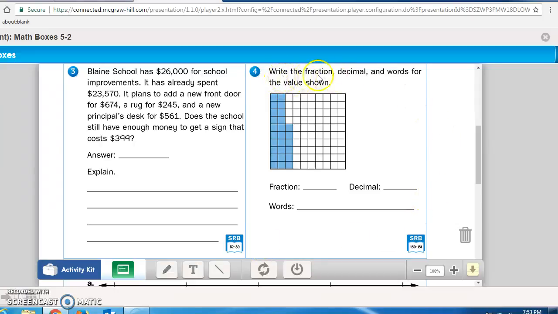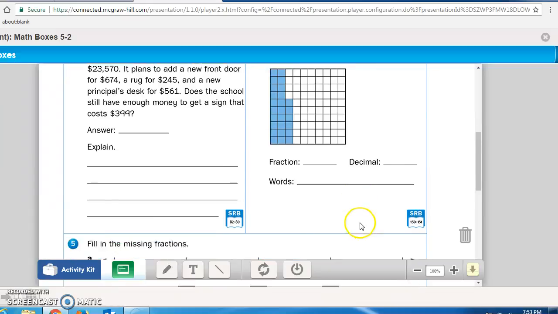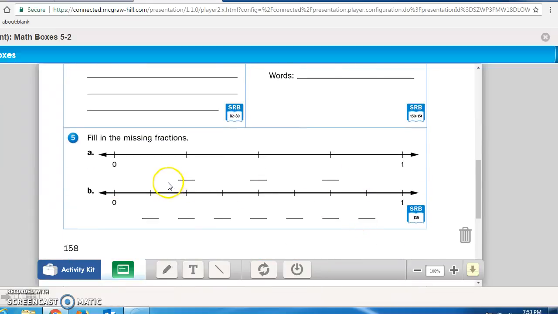Number 4, write the fraction, decimal, and words for the value shown. For the value shown, it's the shaded in area. Write a fraction for that, a decimal, and then put it into words. And finally, number 5 says fill in the missing fractions. So you need both numerator and denominator here. Remember, if there's any part ever of the recording that you don't understand, you can always pause it, rewind it, and listen to it again.